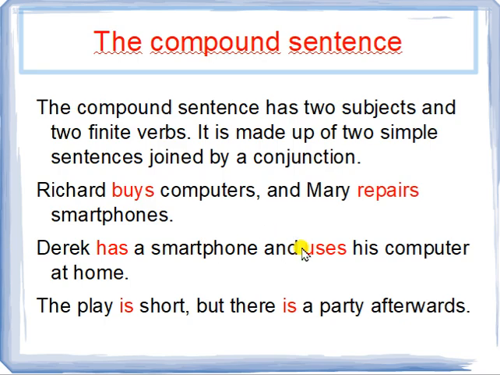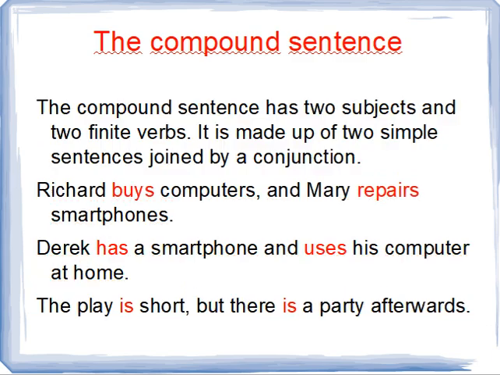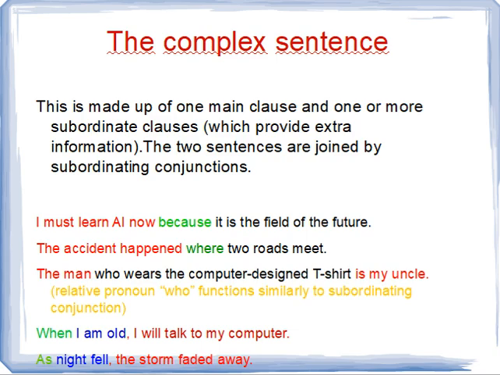Derek has a smartphone and uses his computer at home. Here we've got an implied subject in the second one. The play is short, but there is a party afterwards. One simple sentence with is, another simple sentence with is, the two of them joined with a conjunction, but. It's a compound sentence. The trickiest one is the complex sentence.